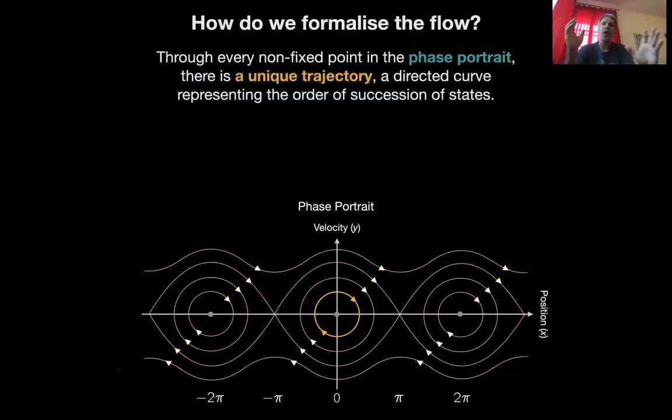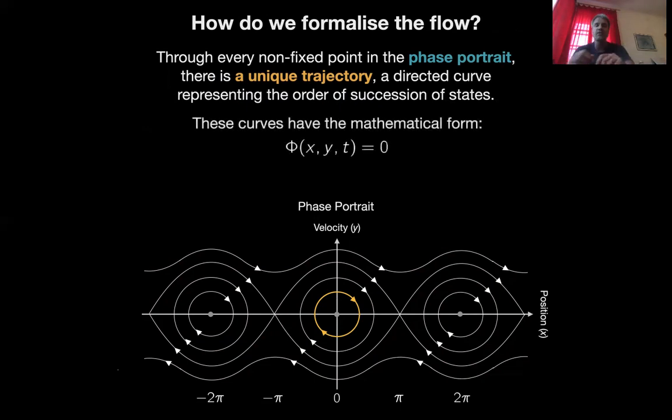Okay, so how do we formalize the flow? The flow is what we need to know about, right? So let's think about it this way. Through every non-fixed point in the phase portrait, there is only one trajectory, a unique trajectory, a directed curve representing the order of succession of states. Okay, if we have the trajectory, we know how the state changes over time. And we can do some geometry, and we can use some mathematics and describe these curves.